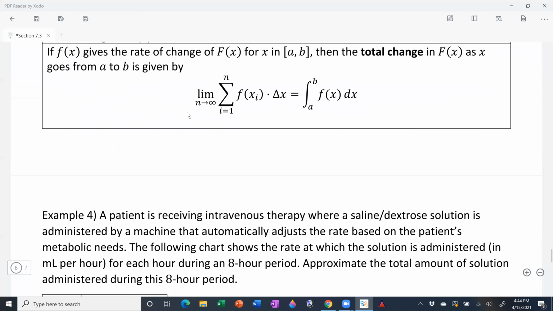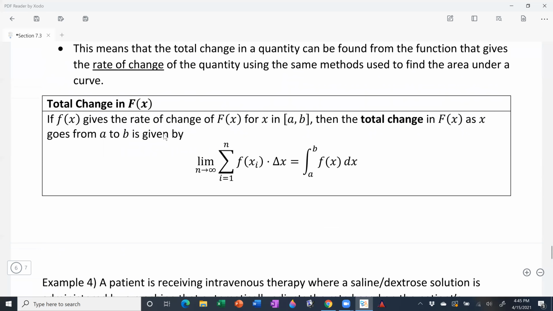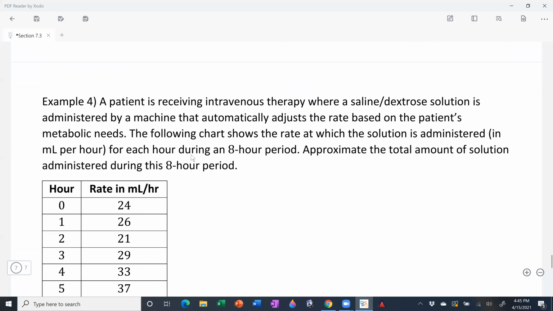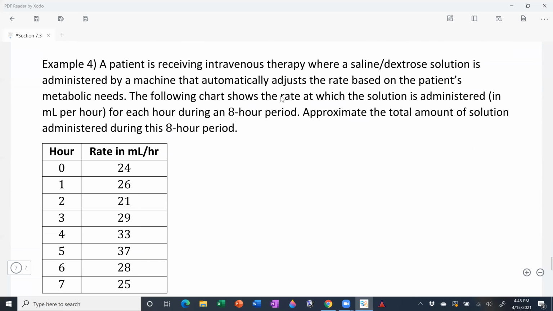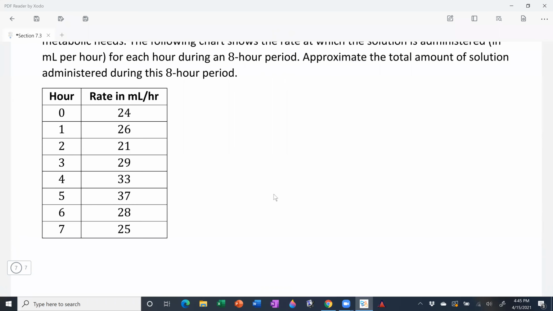So we've got this total change situation where we were given a rate, and we're trying to find the total change in the quantity of the solution itself. So what we want to do is think about this as dividing it up into all of these different rectangles over this 8-hour period. So it's probably a good idea to try to interpret this chart in terms of areas of a bunch of little rectangles. And this isn't really given to us as a continuous function. We just have certain little points here.